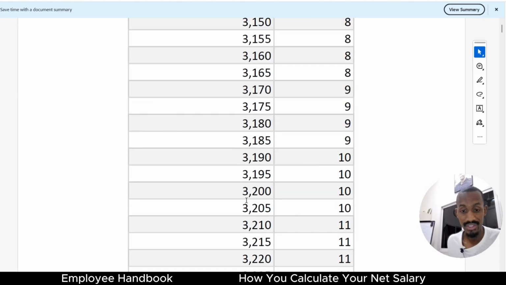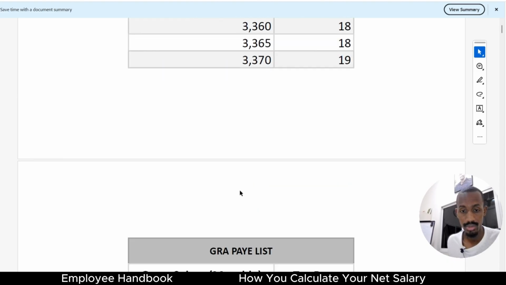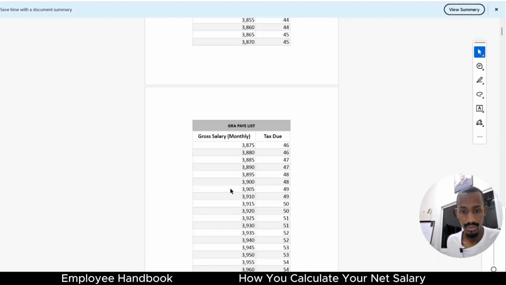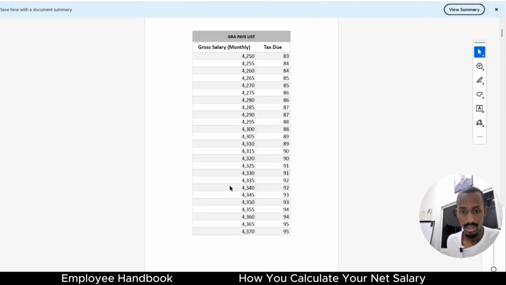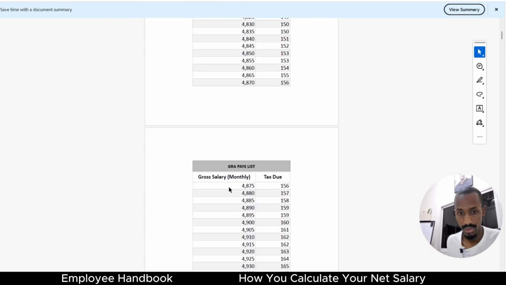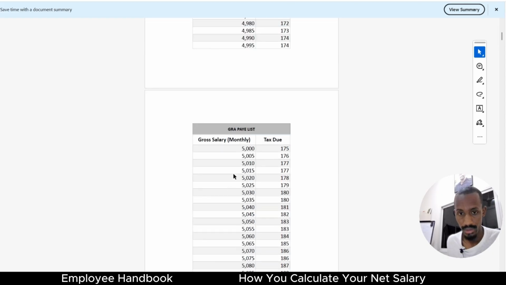Okay, let's assume your gross salary is 5,000. If your gross salary is 5,000, you pay $175 as tax. You know, the government, they tax you. The more you make, the more they tax you. All right, that's why they call it pay as you earn.